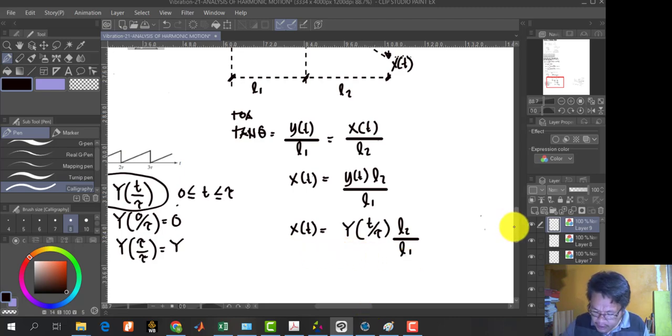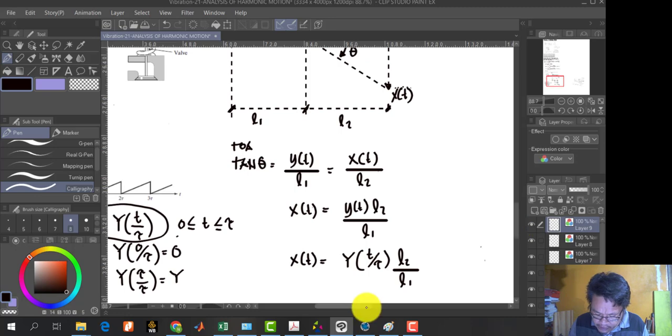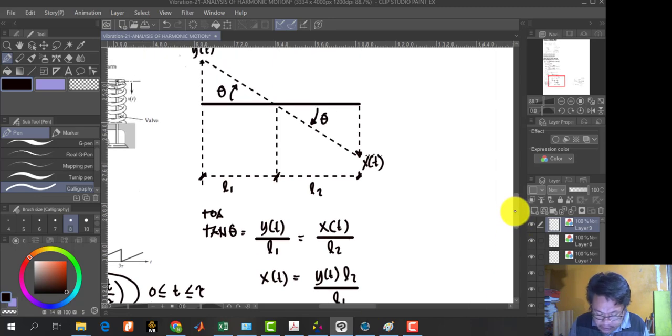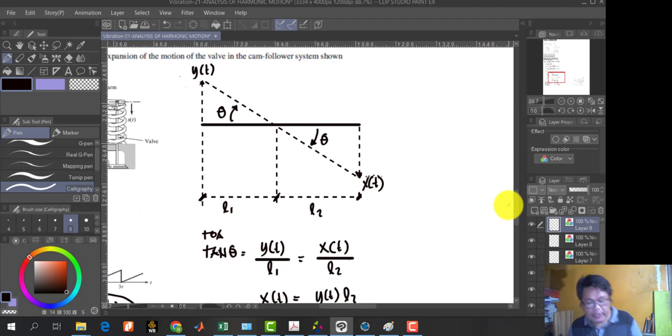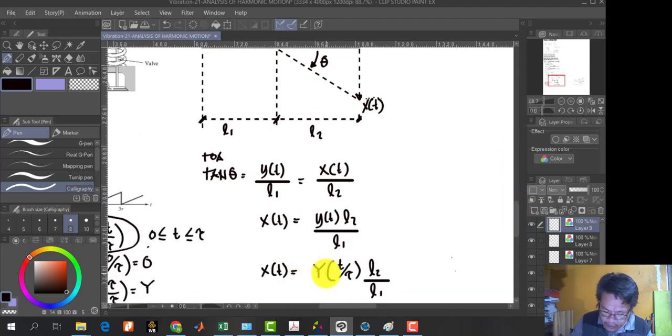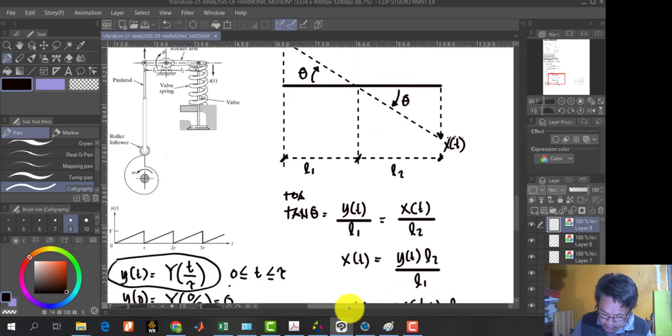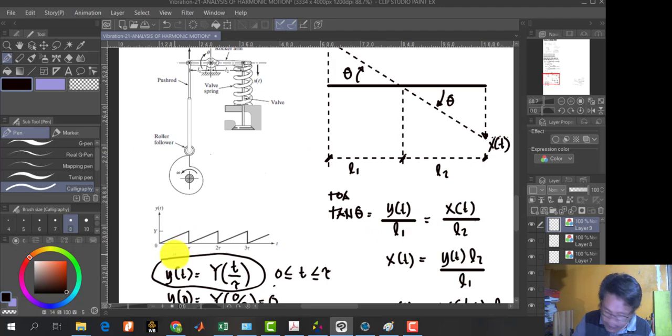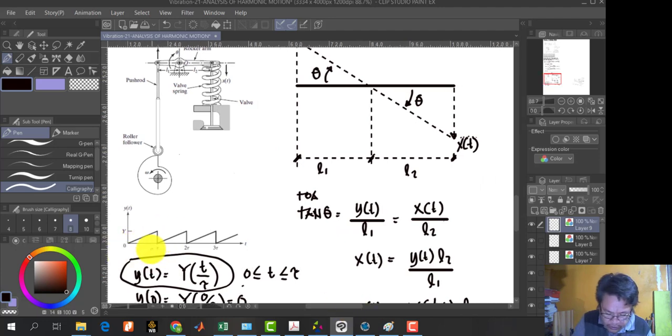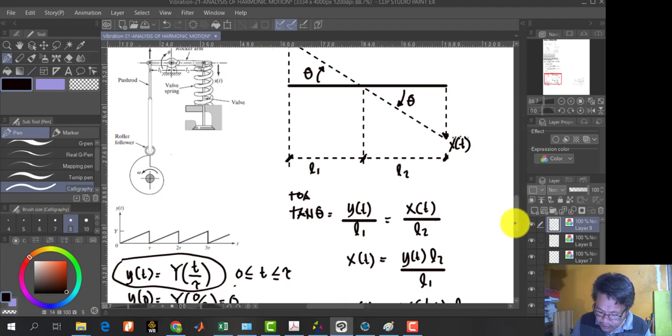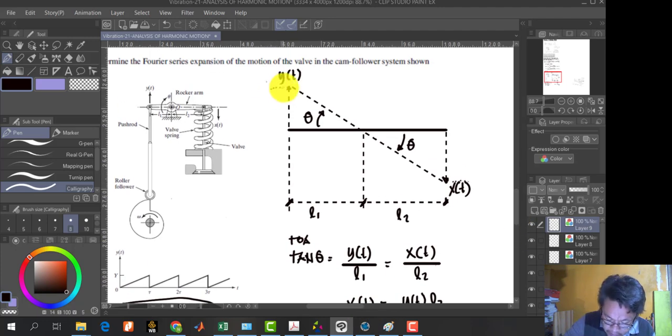Again, let's have another relationship to rewrite this equation. Going back to my triangle here, this is y, so that is the amplitude of the triangle, or the toothed saw motion. So that is our amplitude, which is y. If I draw here, this represents my y, so this is my amplitude.